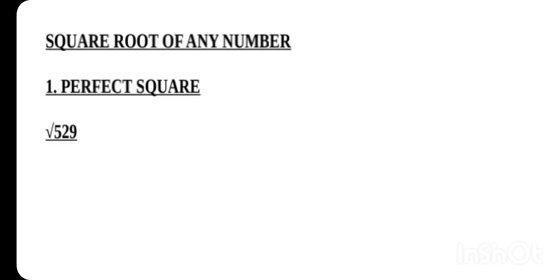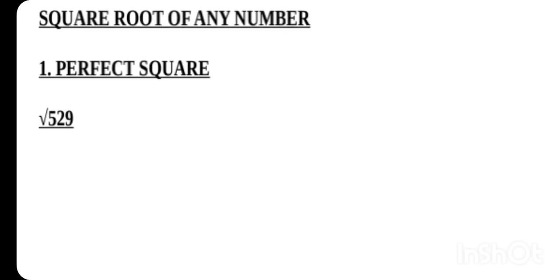How to get the square root of any number? Before proceeding with any number, we have to learn that there are two types of numbers, which are perfect square and non-perfect square. Now which is a perfect square number? That is, when we take the square root of a number, we get a whole number, that is a natural number. And when we take the square root of a number and get a decimal number, that is not a perfect square, that is a non-perfect square number. Okay, let's proceed.